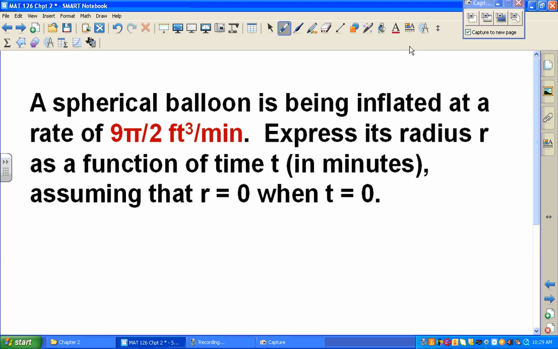Oh, we just did this on homework. We took the derivative of our spherical balloon, and we had to find the radius. No, that's simply, derivative is how something is changing at the instant of time. Okay? A spherical balloon with an inflation rate of 9 pi over 2 cubic feet per minute. Express the radius as a function of time, t in minutes, assuming that r is 0 when t is 0.